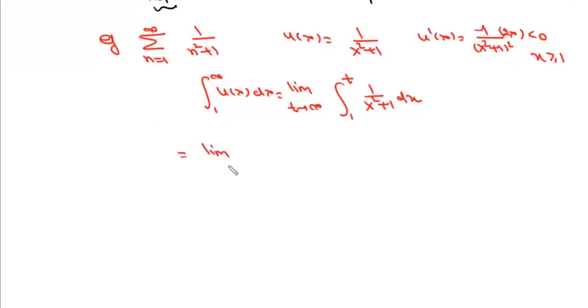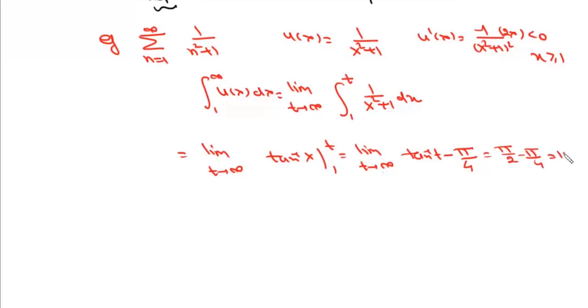That is this limit, t tends to infinite, and we know that this is tan inverse x from 1 to t, so we'll have this as this limit t tends to infinite tan inverse t minus tan inverse 1, and tan inverse 1 is pi by 4. Now if you put t as infinite, tan inverse infinite is pi by 2, so it will be pi by 2 minus pi by 4, which is simply pi by 4, which is a finite value. That means this integral is convergent. So this corresponding series will also converge.